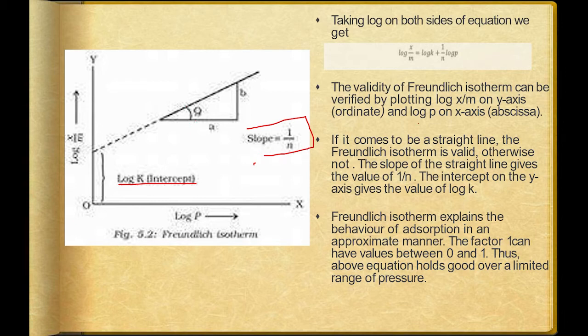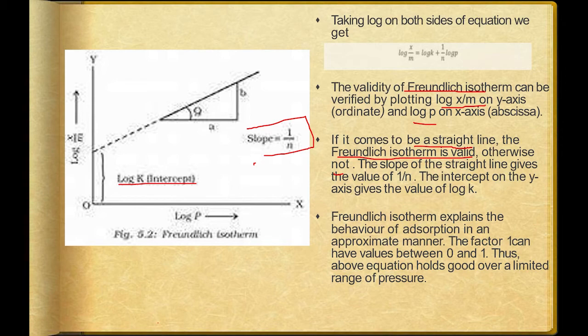Okay, so now the validity of the Freundlich isotherm can be verified by plotting the x by m and log p graph, at ordinate and abscissa respectively. So this graph is plotted just to check the validity of the Freundlich isotherm. If it comes to be a straight line, the Freundlich isotherm is valid, otherwise it's not.